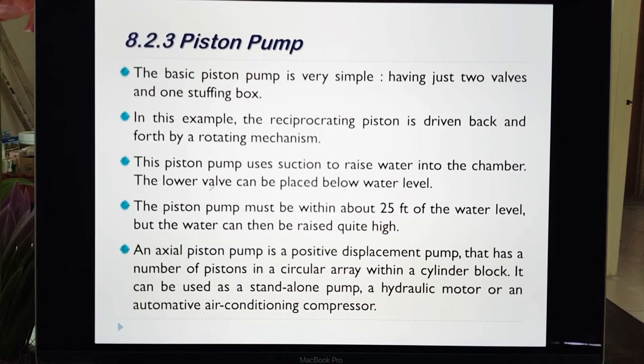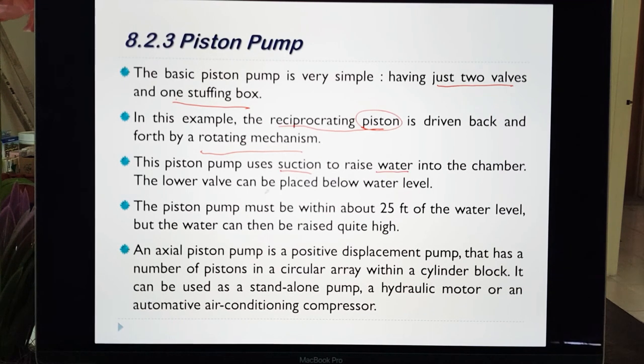Alright, now let's move on to another type of pump, which is the piston pump. The basic piston pump is very simple, whereby it has two valves and one stuffing box. This particular box is to contain the two valves. In this example, the reciprocating piston, reciprocating meaning that it goes back and forth continuously, is driven back and forth by a rotating mechanism.